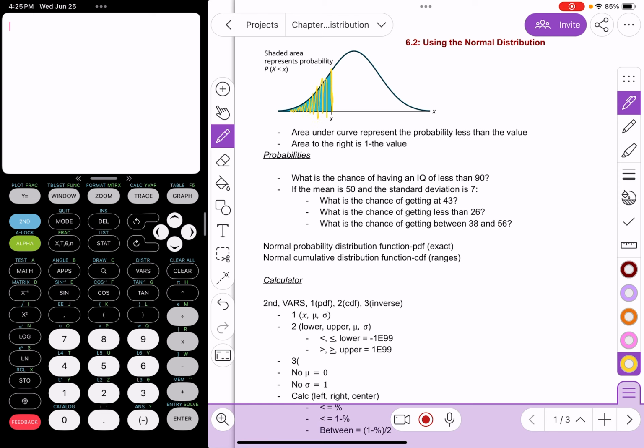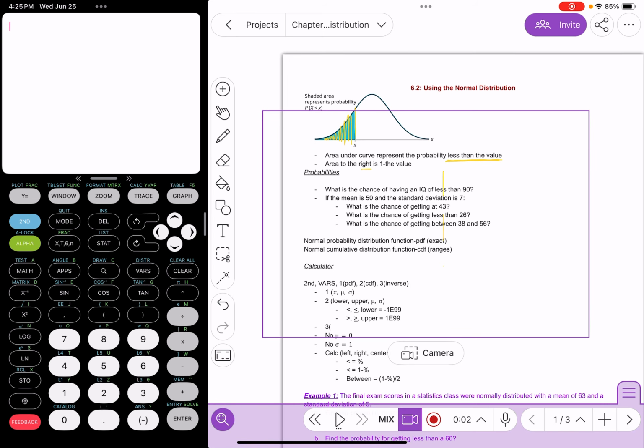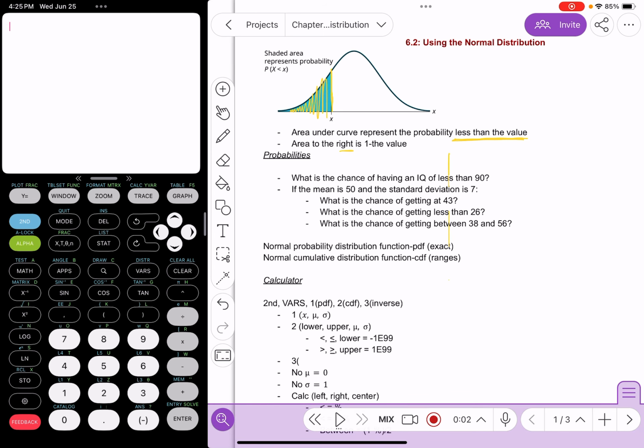So our area represents the probability less than the value. Area to the right would then be 1 minus the value. So if we're looking for greater than, we have to do a little bit of math versus less than, the calculator is just going to give it to us.